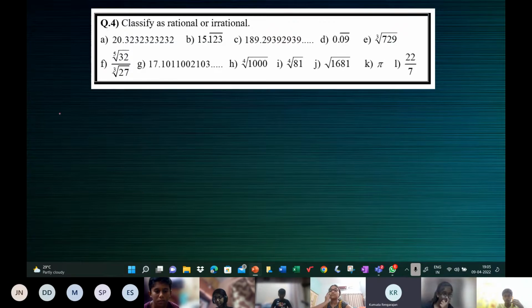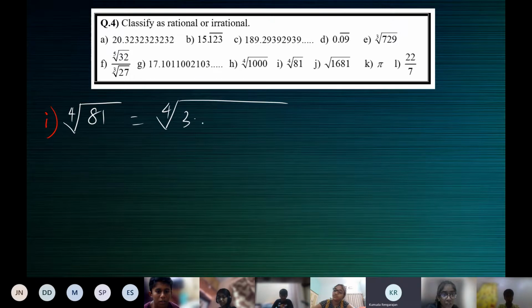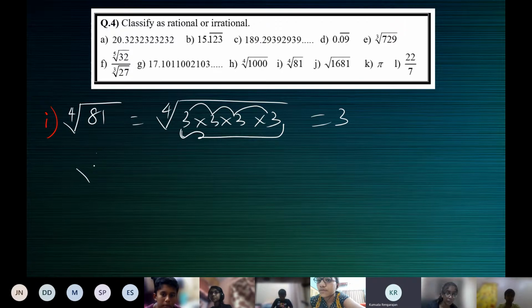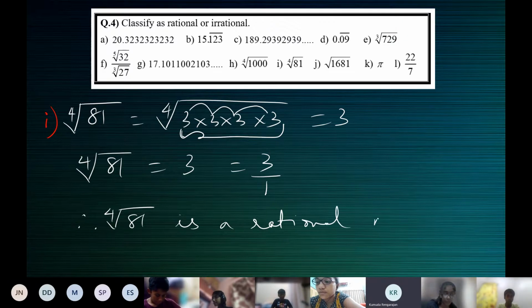What about the next one? Fourth root of 81. What's the value of the fourth root of 81? 3, ma'am. How to present? It will be the fourth root of 3 into 3 into 3 into 3. 3 threes are 9, 27, 81. From 4 threes, 1 three comes out. So the fourth root of 81 is 3, and 3 is 3 by 1, p by q. Therefore, the fourth root of 81 is a rational number. Write down.